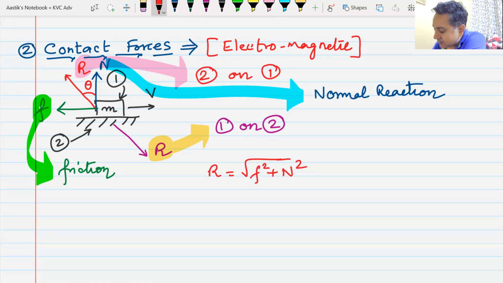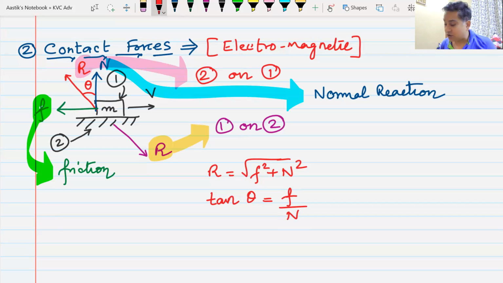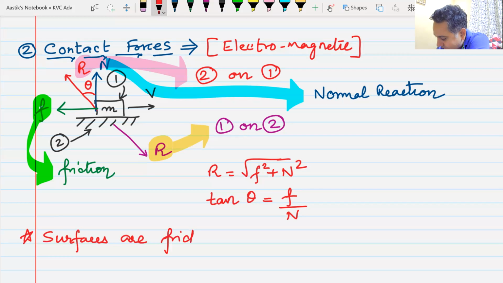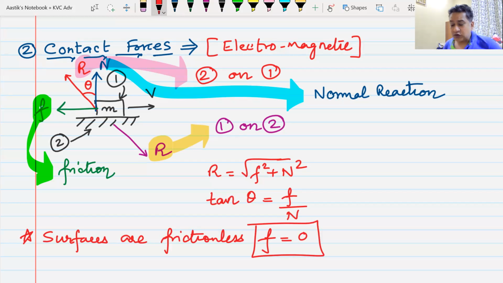This R makes an angle theta with this. I can write the value of this tan theta. What is the value of this tan theta? This is always equal to F divided by N. We will deal with this F later on. But in the very first cases, we will assume that surfaces are frictionless. If the surfaces are frictionless to begin with, F becomes equal to zero and your reaction force becomes your normal reaction force. Do we understand this?